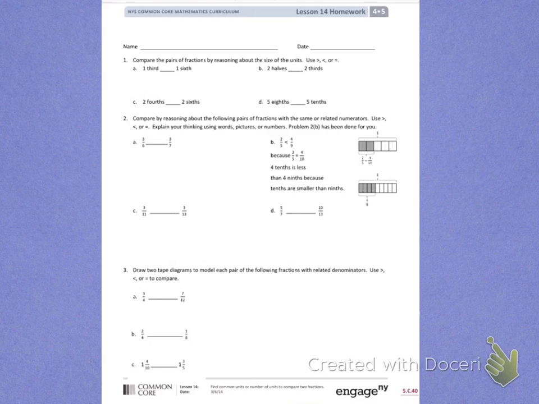We know that the thirds are bigger than 6ths if we think about a tape diagram. So 1/3 is going to be greater than 1/6.